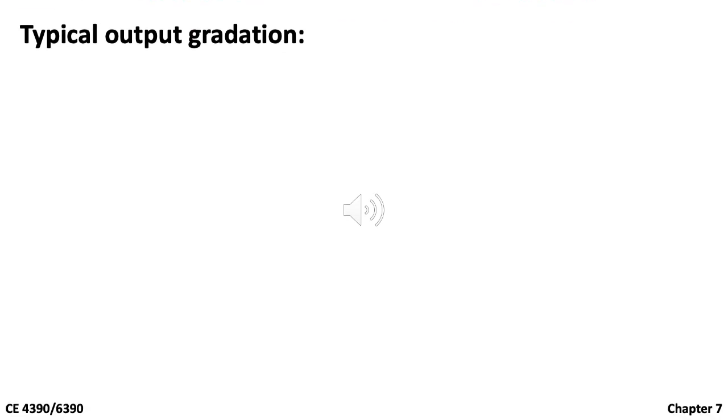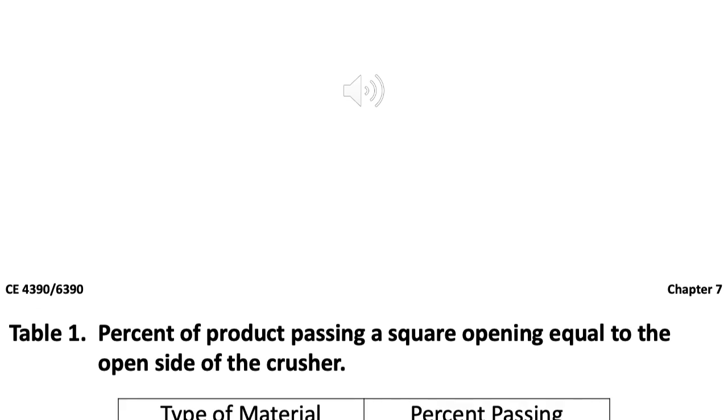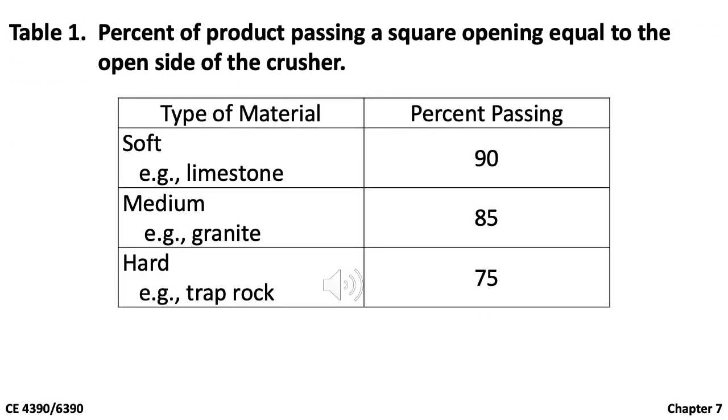A typical output gradation for gyratory crushers. The typical output gradation for a gyratory crusher will vary a lot depending on the material being crushed, the quarry condition, and the amount of fines in the feed material. So the table here shows the percent of product passing a screen with the size equal to the open side setting of the crusher for different types of materials.